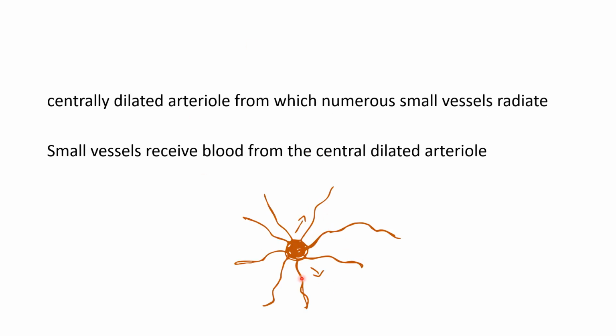You can see in this diagram here, there is a centrally dilated arteriole from which numerous blood vessels arise. And remember, these small vessels appear like the legs of a spider. These small blood vessels receive blood from the central dilated arteriole. So you have a central dilated arteriole along with numerous small blood vessels radiating from it.